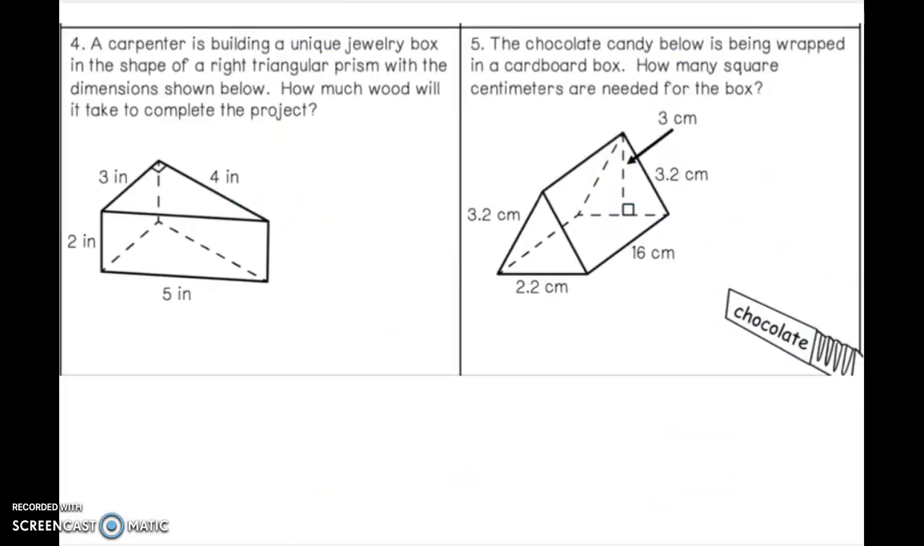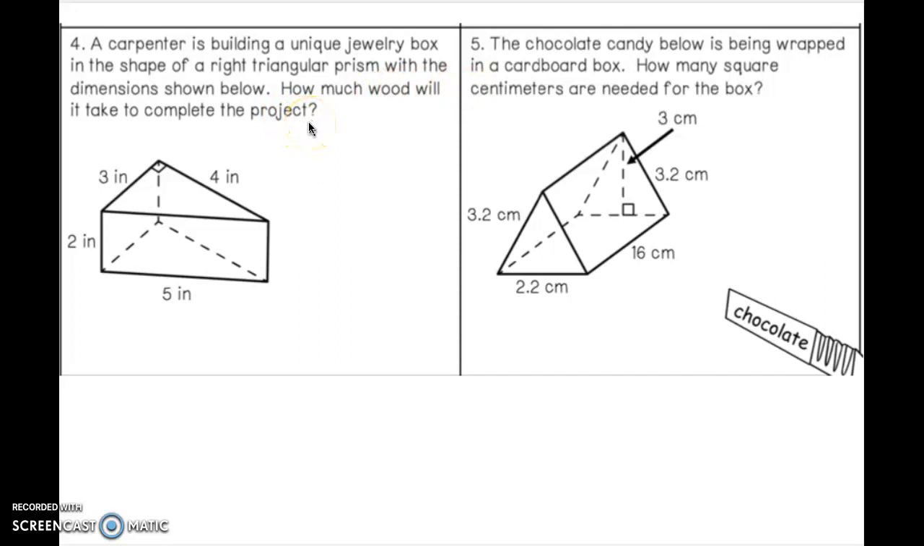All right, we have number 4. Okay, this one's a little trickier, as we just got to figure out what we've got. So a carpenter is building a unique jewelry box in the shape of a right triangular prism with the dimensions shown below. How much wood will it take to complete?